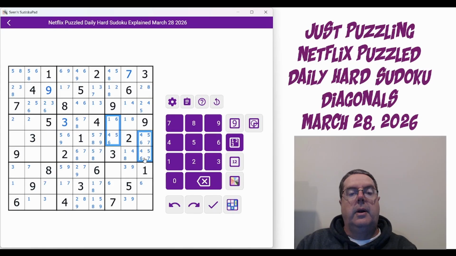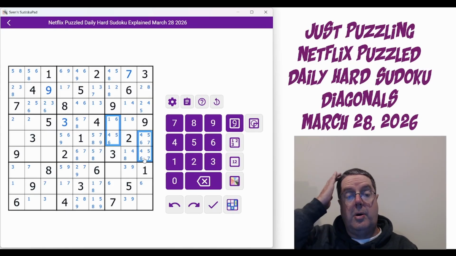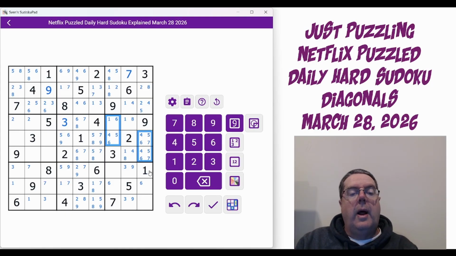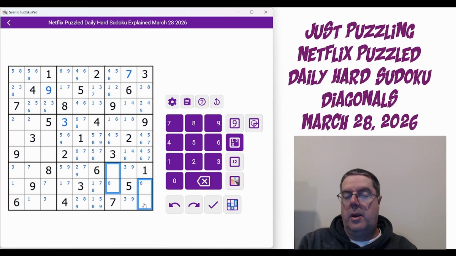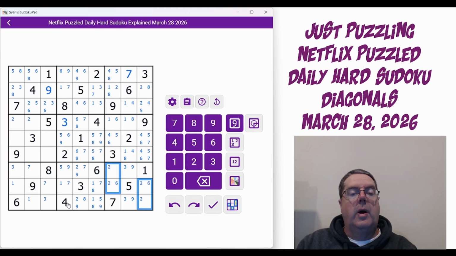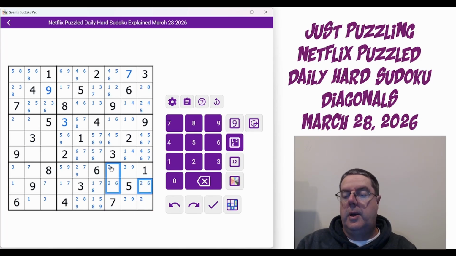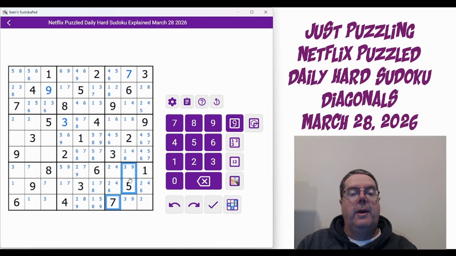7 is done, 8's done, and 9. Okay, 1, 2. 2 can't be here, obviously, so 2 is one of these. 3, 4. 4 comes across here, so 4 is one of these. Because remember, this is a 3-9 pair, that's why I'm not focusing on that. 4, 5, 6, 7, 8. 8 comes across here, can't be here, so 8 is one of these. Okay, I've done that one.